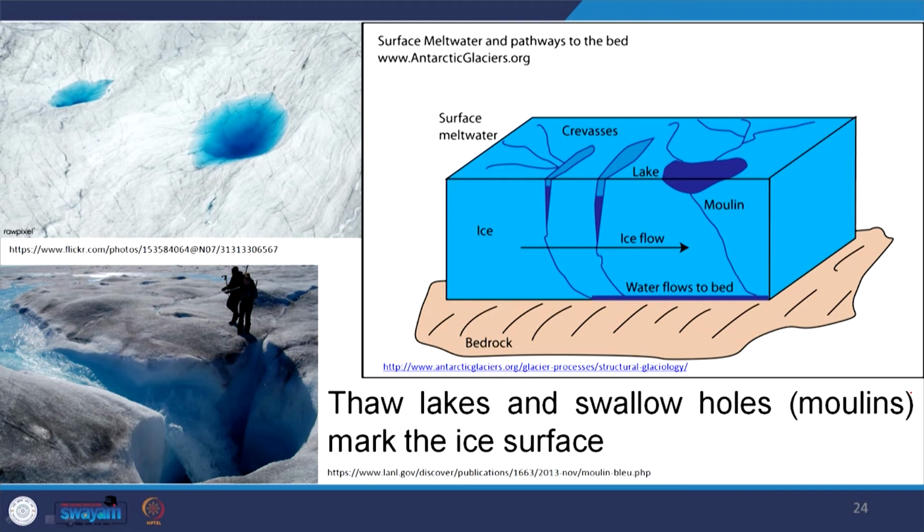And there are two other types of features that are found in this glacier system. One is called thaw lake or shallow holes. The geological terminology is moulin. So mark the ice surface. See here, this is a thaw lake. A thaw lake is a lake, a pond, an accumulation of water, but below it is not connected with the bedrock through fractures or any holes. It is a zone of water accumulation. It is called thaw lake.